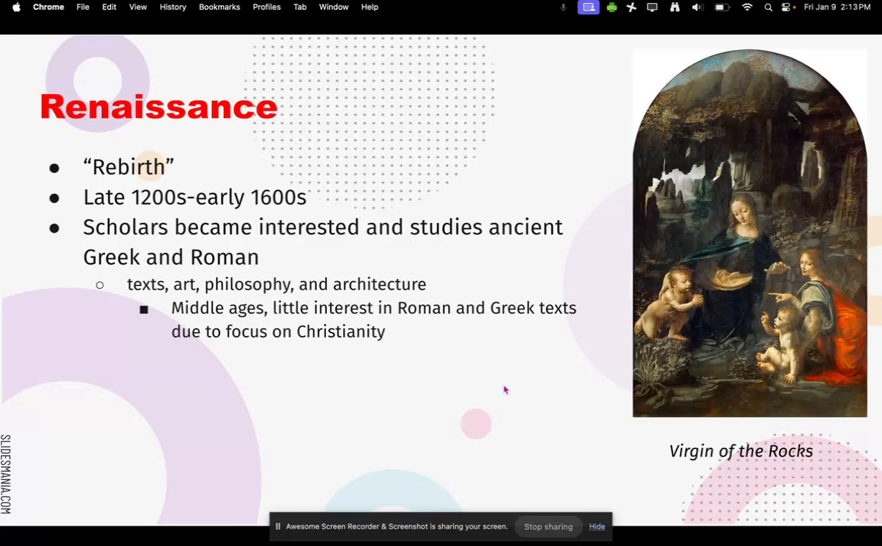During the Middle Ages, there was very little interest in Roman and Greek texts due to the focus on Christianity. We talked about how the Roman Catholic Church had significant power. Everything was pretty much Christianity, Christianity, Christianity during Europe. Now, people in the Renaissance are breaking away from that and looking back to the past of what the Romans and Greeks had.